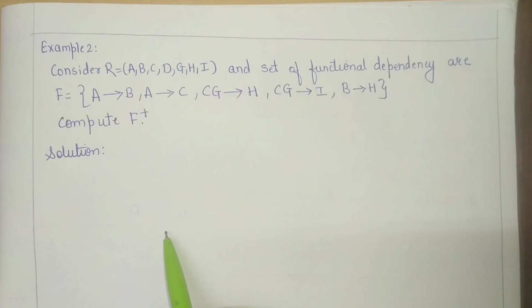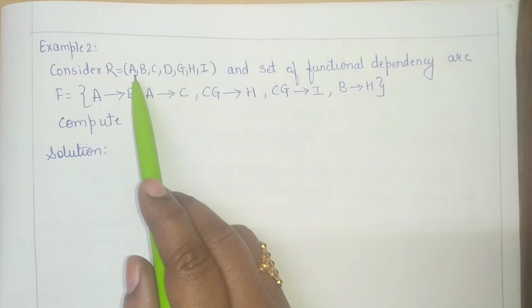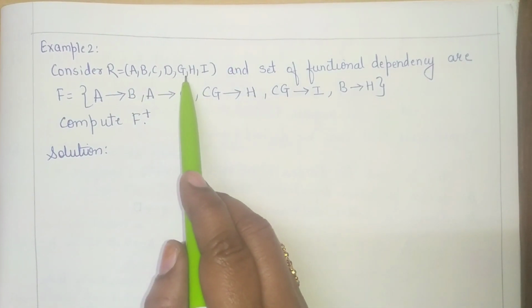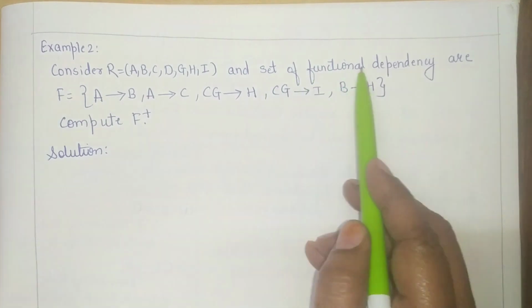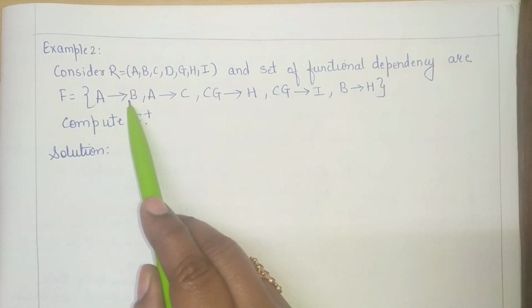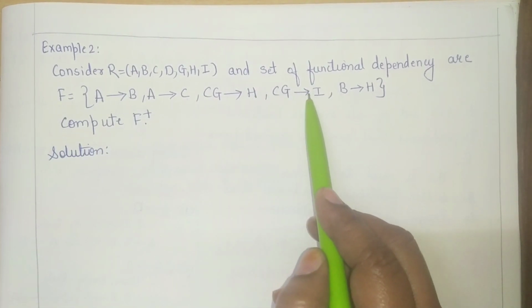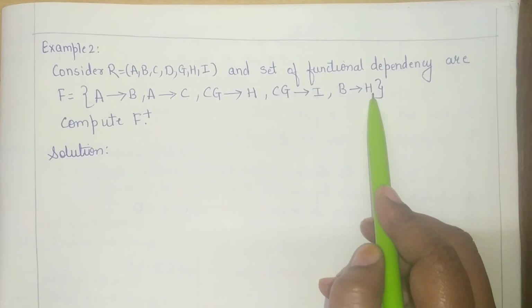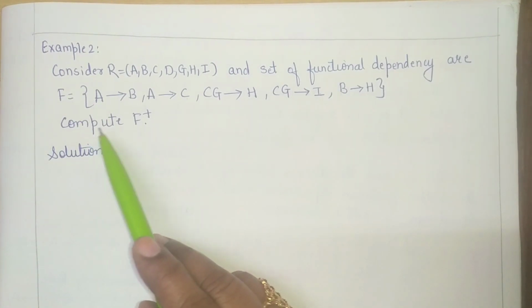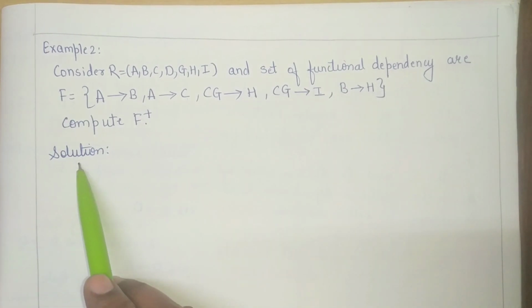Now, this is another example where we are trying to find the closure set of functional dependencies. Here one relation is given with the attributes A, B, C, D, G, H, I, and the set of functional dependencies is F = {A determines B, A determines C, CG determines H, CG determines I, and B determines H}. Now we want to compute F closure. Let's start solving this.